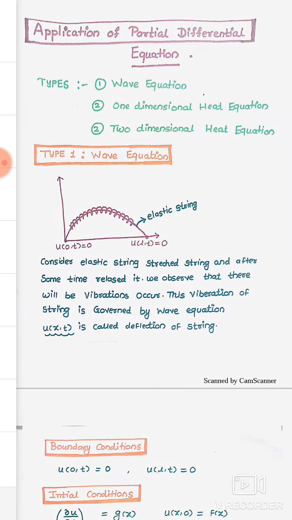So let's start the first type. Type 1, that is wave equation. So we are starting the type 1 wave equation. For that we have considered the elastic string whose both ends are fixed. Here I have considered the elastic string whose both ends are fixed.